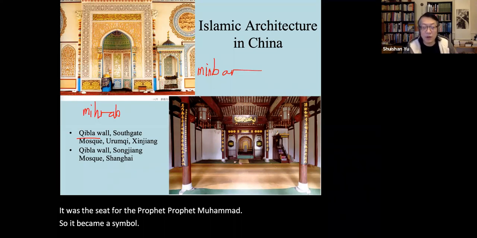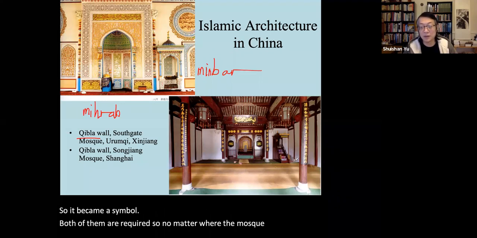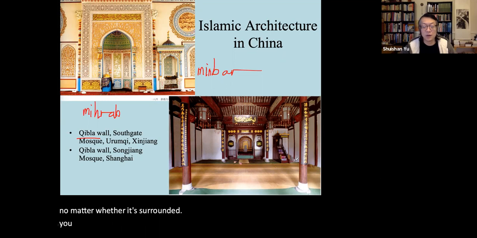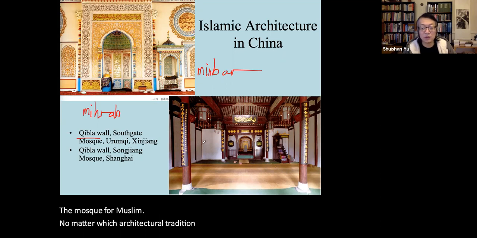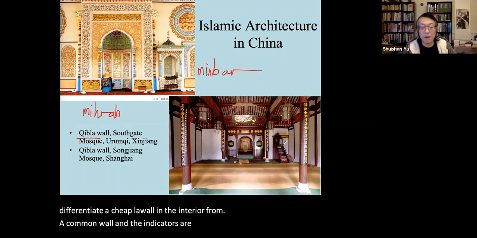Both of them are required. So no matter where the mosque is constructed, no matter whether it's surrounded by Christians or Confucians or Taoists, the mosque for Muslims, no matter which architectural tradition they adopt, they need to differentiate a Qibla wall in the interior from a common wall. And the indicators are the mihrab and the minbar.